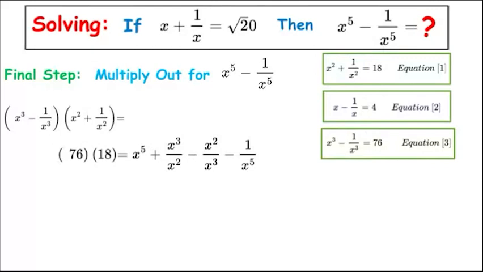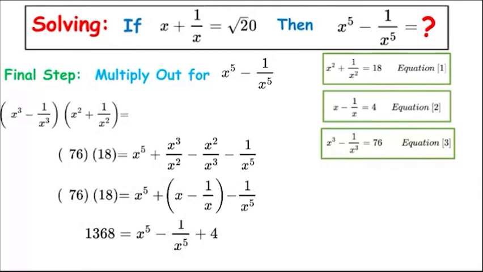Now if we look closely at the two central terms, these are going to simplify, and we will get x minus 1 over x here. And we can recall from equation 2 that value is equal to 4. We also know the values of the first two terms here, so we can multiply 76 by 18. So when we bring it all together, you can see that 76 by 18 is equal to 1368.